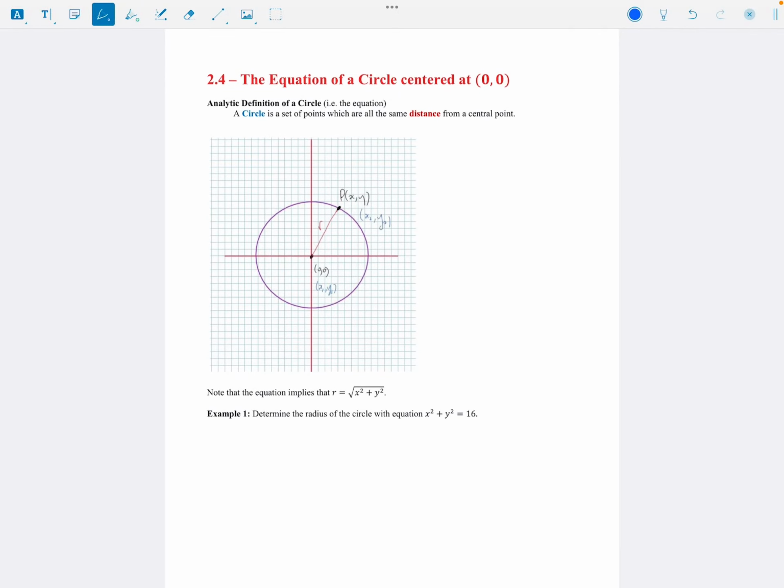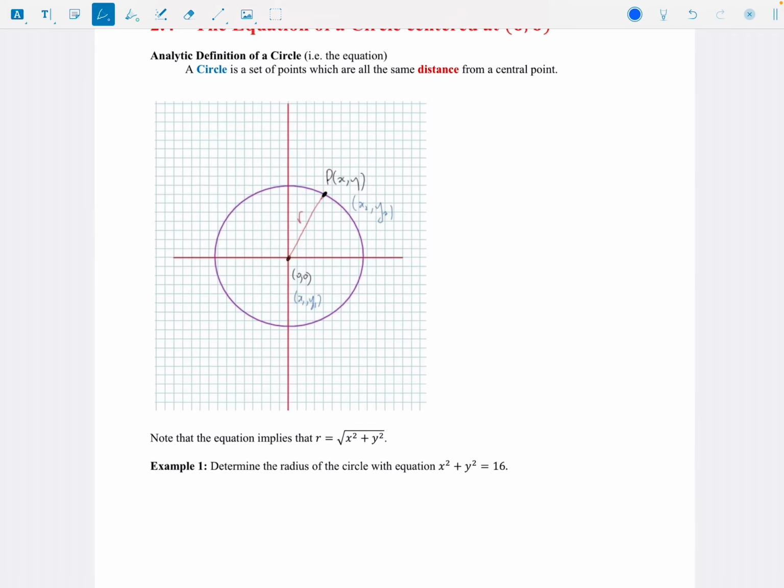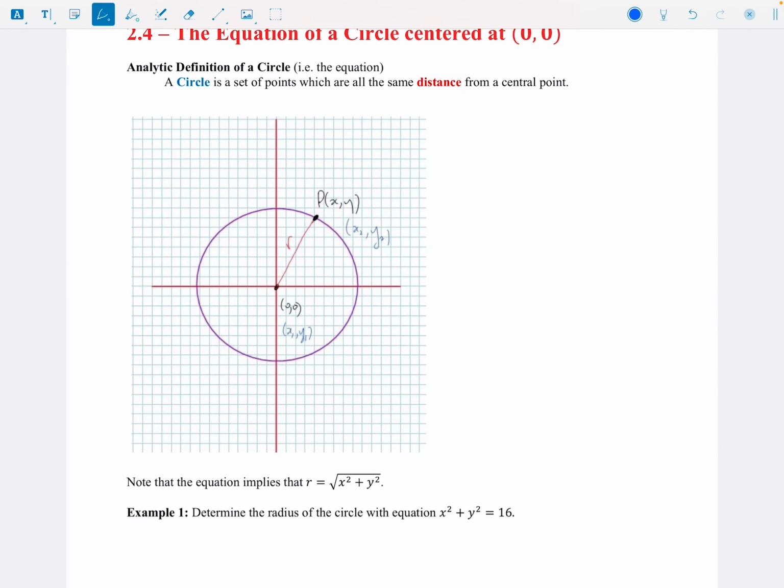Okay, today we're going to look at the equation of a circle centered at 0, 0. Analytic definition of a circle: a circle is a set of points which are all the same distance from the central point. So notice that the distance from the center to here should be the same as the distance from the center to here, right there. That would be r. They should all be the same, okay?